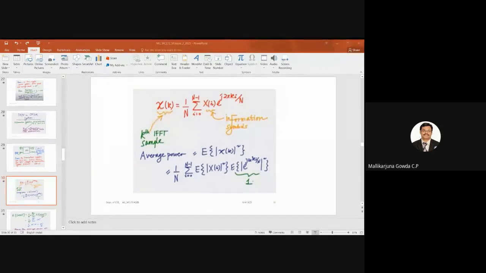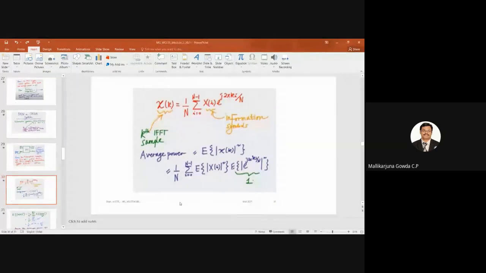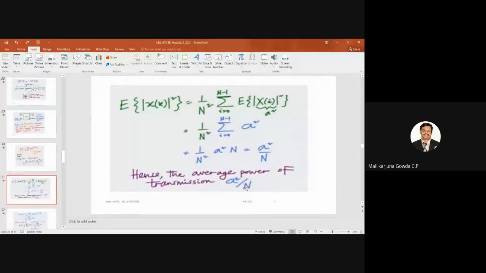The average power of this, since it is a random variable, is the expectation E of mod x of k squared. Taking the expectation, we get 1 by N summation of the expectation of this exponential factor, and the expectation of this exponential factor will be equal to 1. So this is the average power.